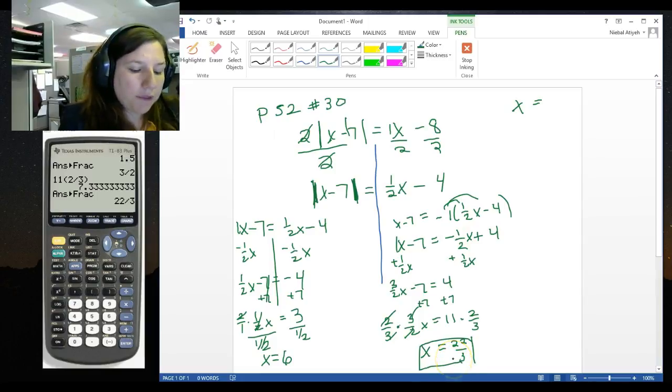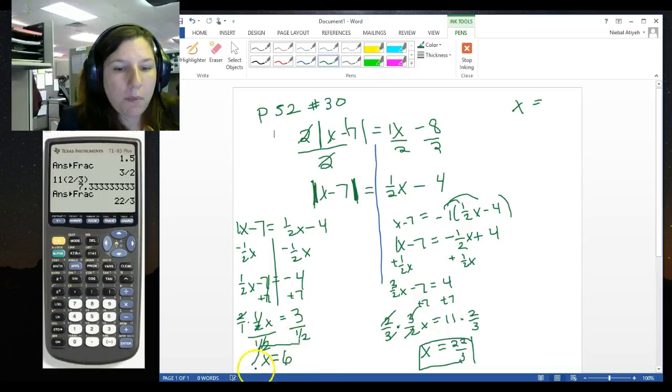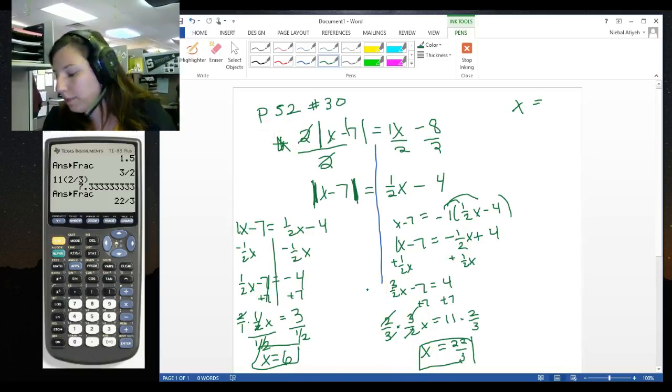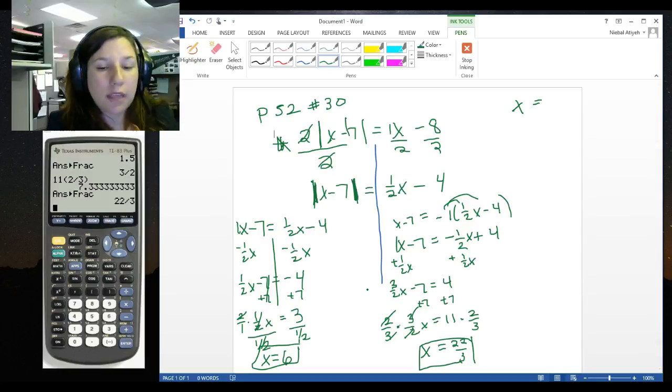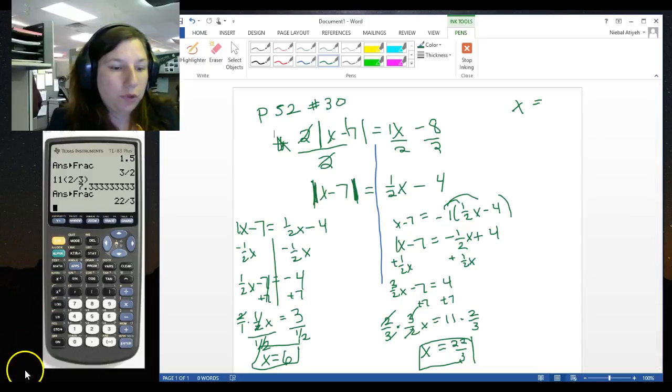Okay, just be careful if it says to check for extraneous solutions. You got to go back to your original equation and plug in both those answers for x and just make sure that they're both making the statement true. So I'm not going to say you have to do that every single time, but if your directions do say check for extraneous solutions, take your answers and plug them back into the original equation just to make sure that they're both solutions. All right.